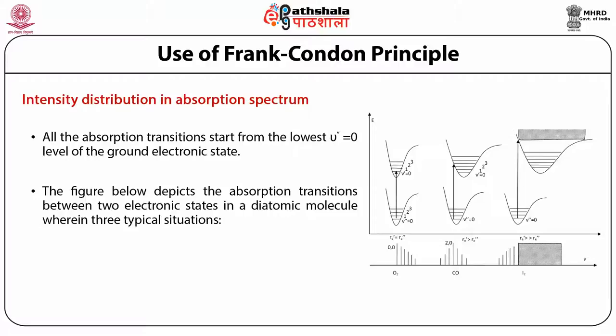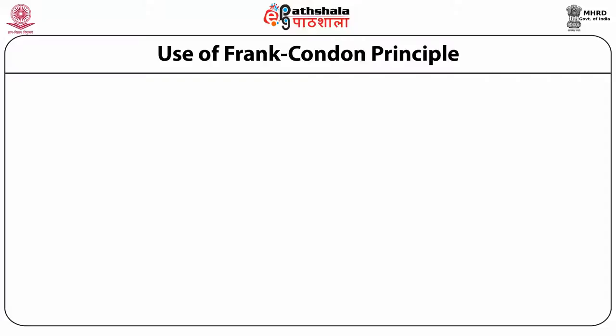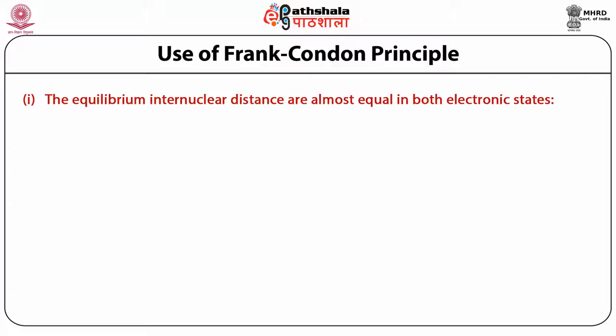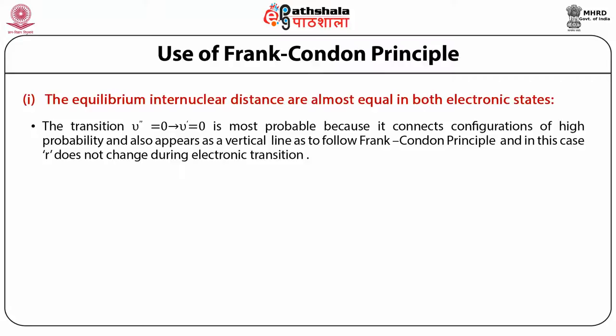First, the equilibrium internuclear distances are almost equal in both electronic states. The transition nu double prime equal to 0 to nu prime equal to 0 is most probable because it connects configurations of high probability and also appears as a vertical line, following the Franck-Condon principle. And in this case, R doesn't change during electronic transition.